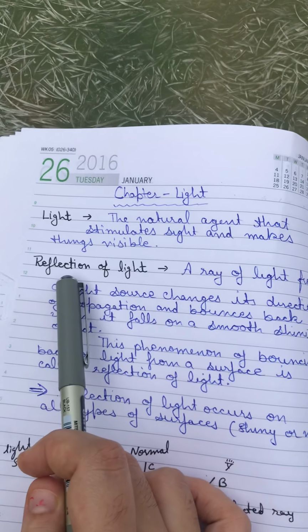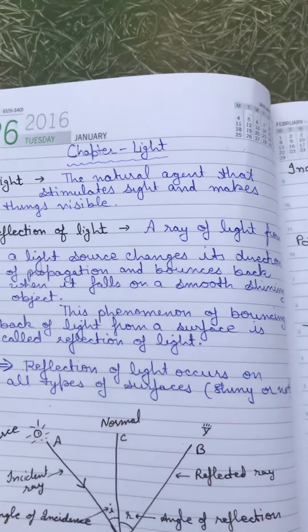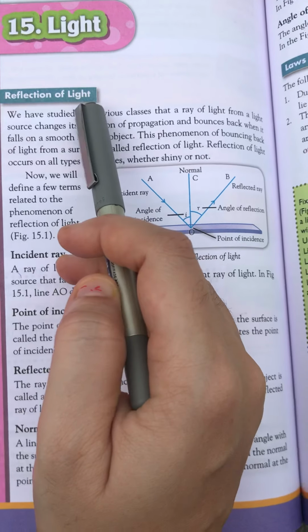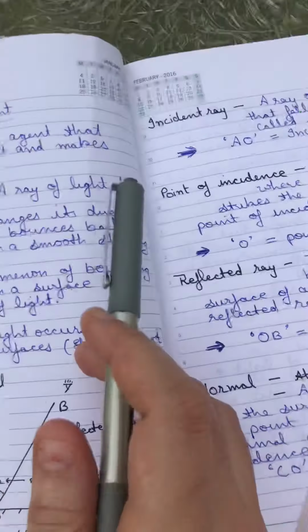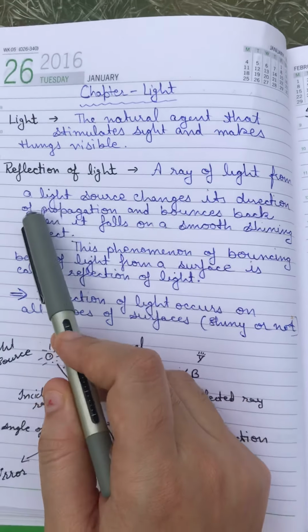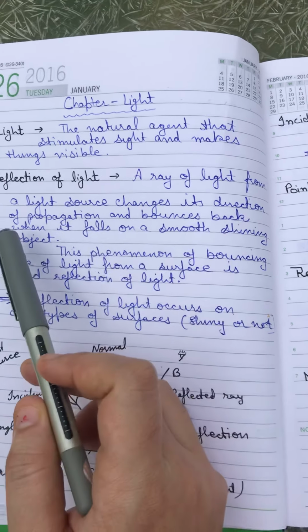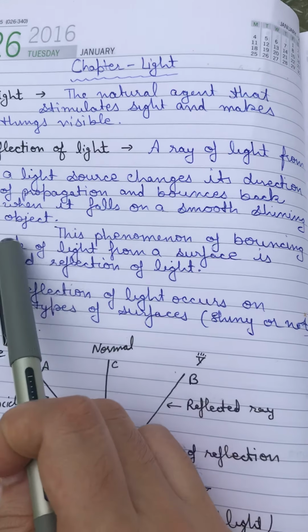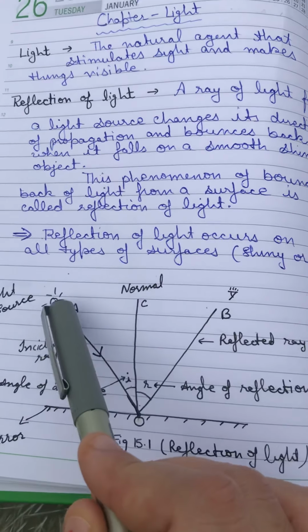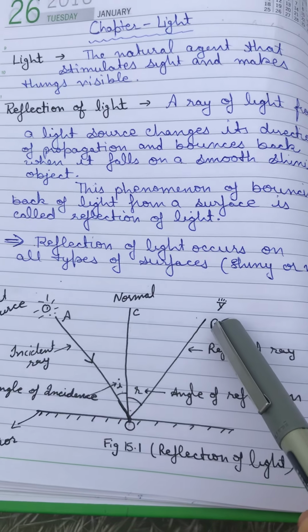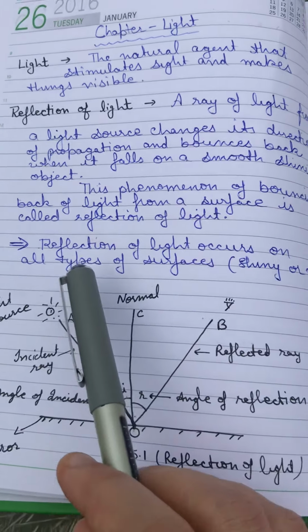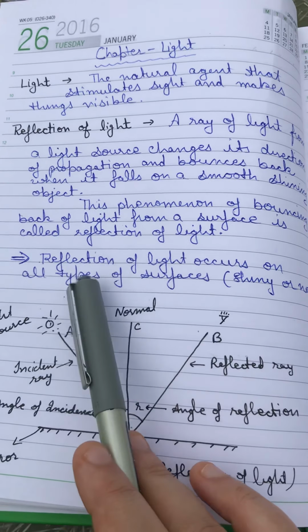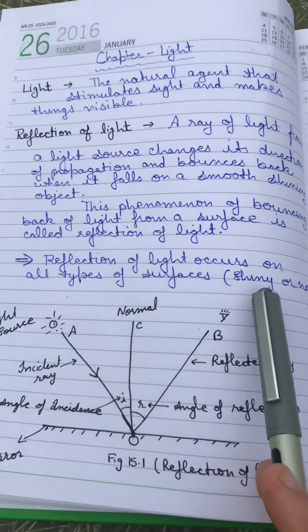And the first phenomenon in your book at page number 174 is reflection of light. Now, what is reflection of light? A ray of light from a light source changes its direction of propagation and bounces back when it falls on a smooth, shiny object. Means you can say the bouncing back of light is known as reflection of light. Reflection of light occurs on all shiny surfaces.